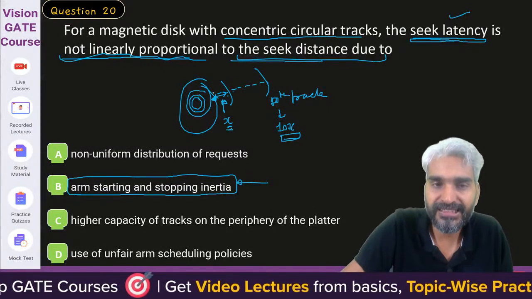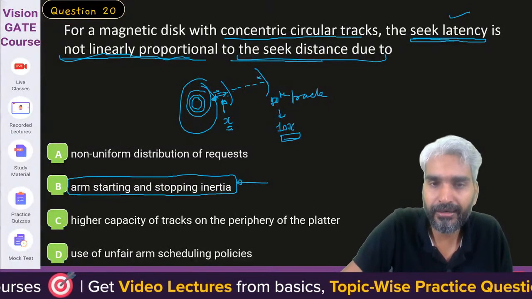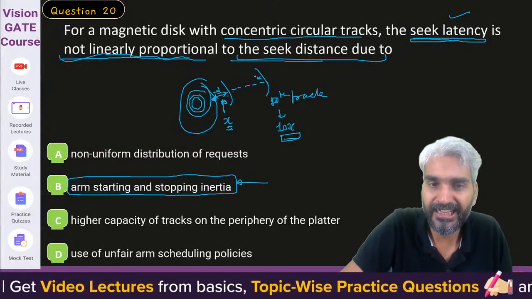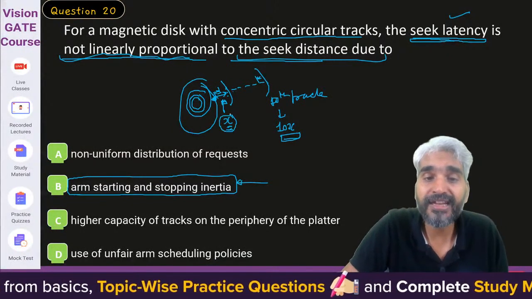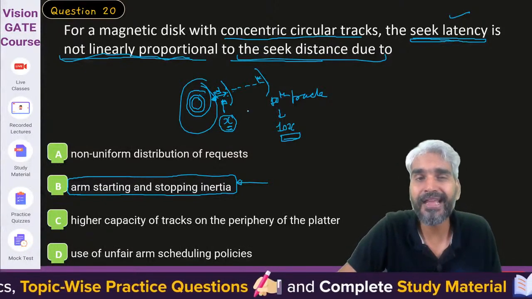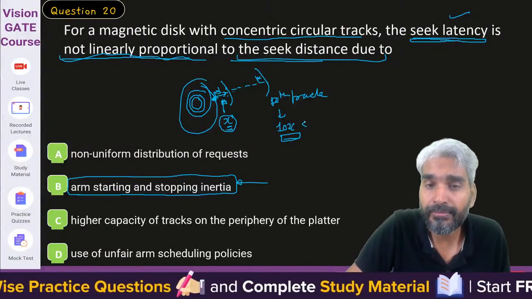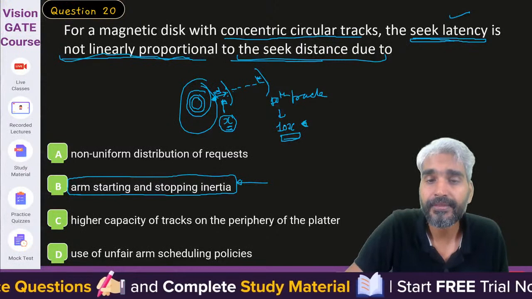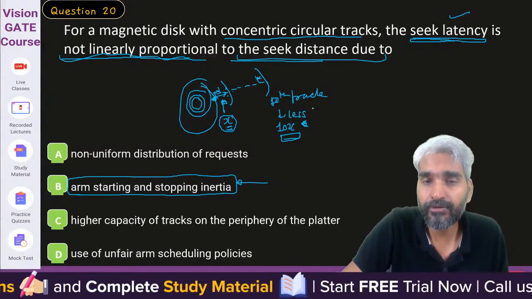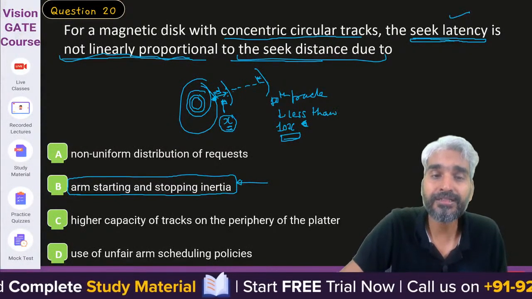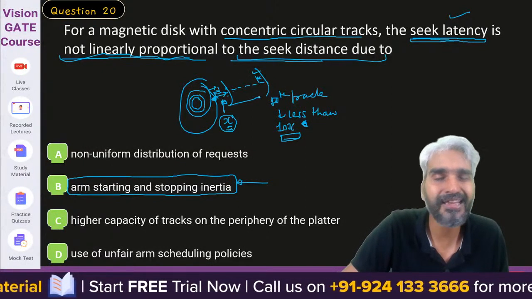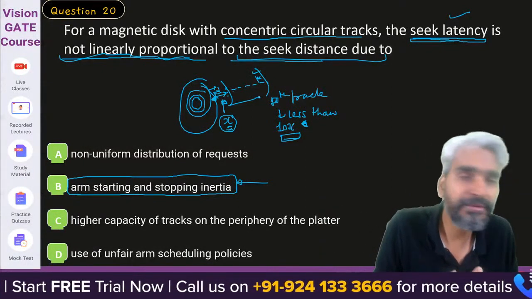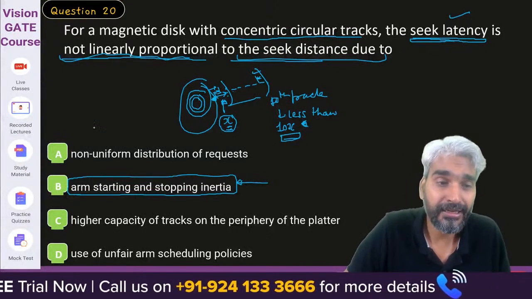So once you have started moving from here to here, it will require the same amount of time, but some extra time is required to start and stop. Therefore, moving from one track to another will take x, but it will not be 10x, it will be less than 10x. Why less? Because you only need to start and stop once, and the remaining movement can be at a constant rate.